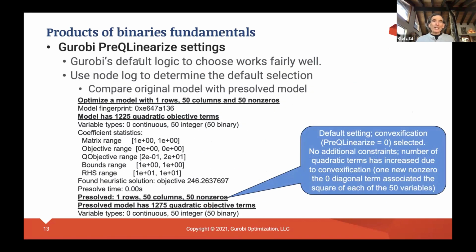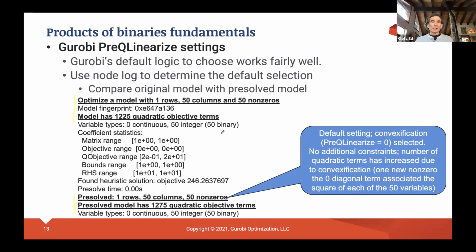And we can see which setting is in play, whether we chose it ourselves or we want to know what Gurobi decided. So the log will tell us what Gurobi decided to do. All you need to do is compare the original model, which shows up at the start of the optimization log, and then look at the presolve model, since presolve performs the linearizations in question. So in this log, for example, we see that there are no new additional constraints.